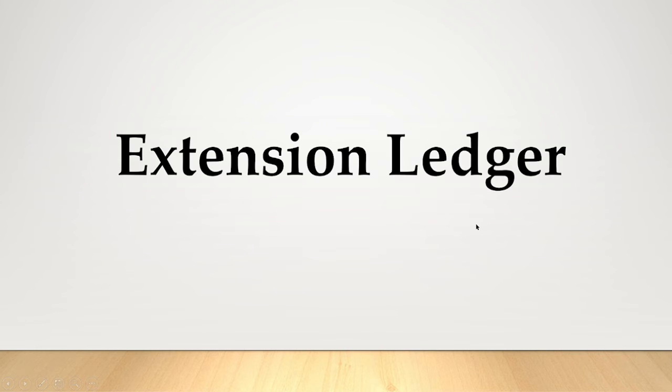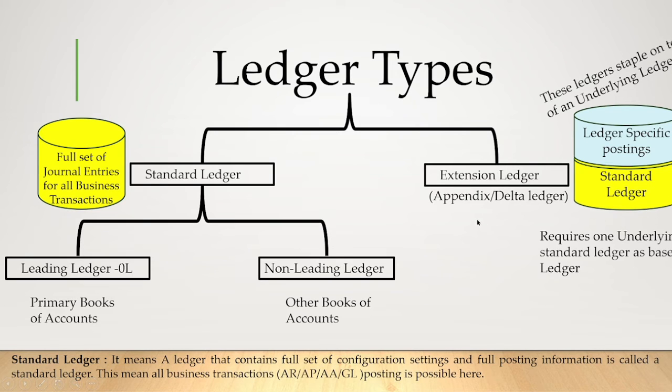Extension ledger. What is an extension ledger? An extension ledger always requires one underlying standard ledger as the base ledger. The standard ledger, again, may be a leading ledger or a non-leading ledger. On top of it, you have a provision to post some ledger-specific postings. That is, these ledgers are stapled on top of the underlying standard ledger, so that you can post ledger-specific postings. This is called an extension ledger.